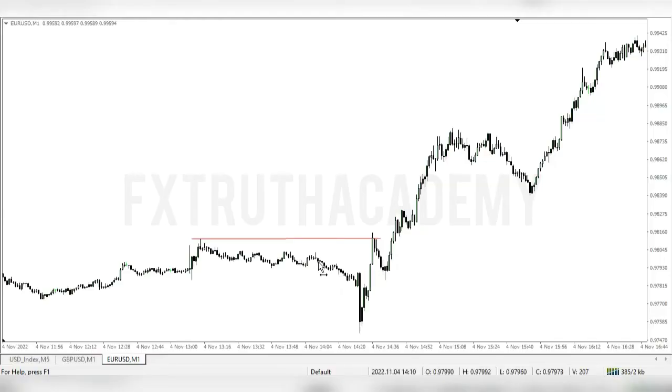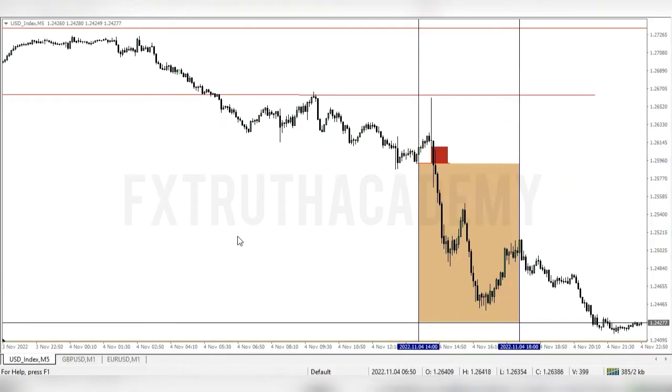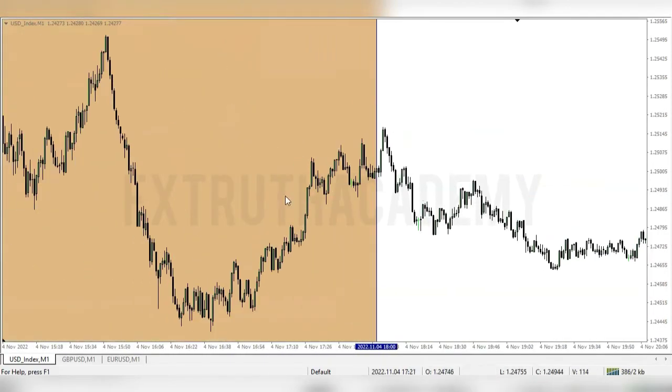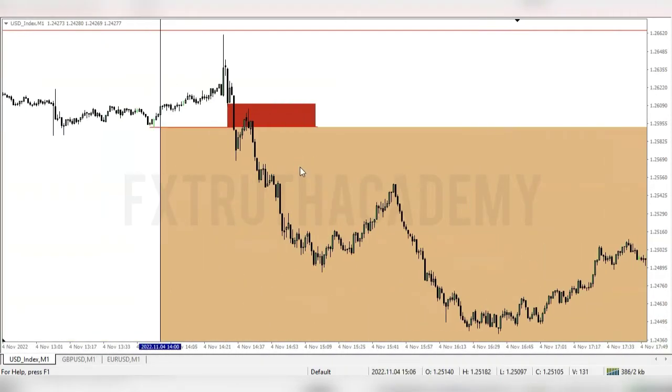So back to us analyzing using the dollar. We got a break of structure right here, and price retraced back using the 1 minute. You can see the same idea I explained from the pounds and euro.